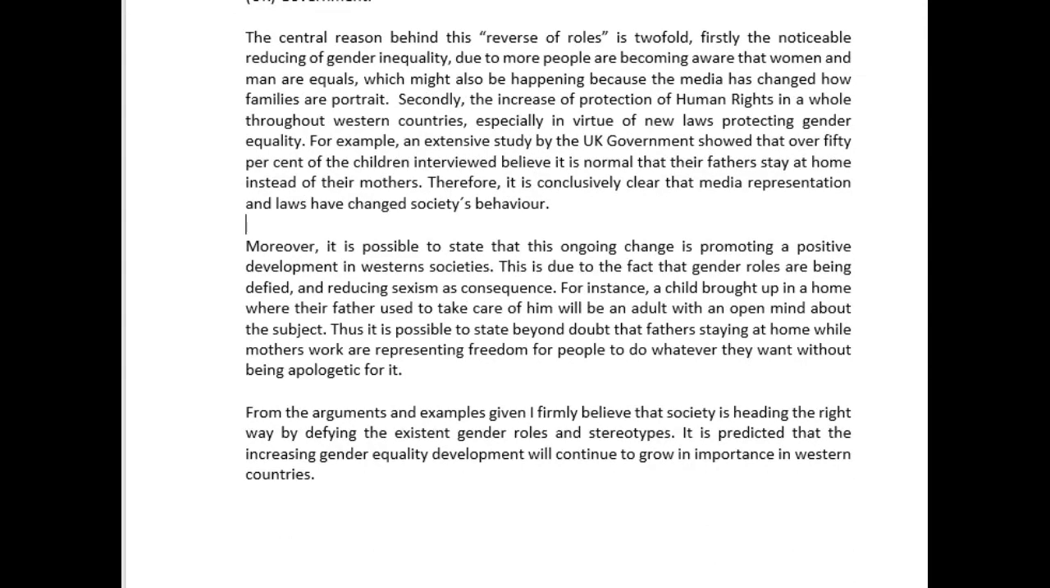Let's see. Moreover, it is possible to state that this ongoing change is promoting a positive development in Western societies. Careful, there's no S here. This is due to the fact that gender roles are being defied and reducing sexism as a consequence. For instance, a child brought up in a home where their father used to take care of him will be an adult with an open mind about the subject. Thus, it is possible to state beyond doubt that fathers staying home while mothers work are representing freedom for people to do whatever they want without being apologetic for it. All right, that's nice. I like that.